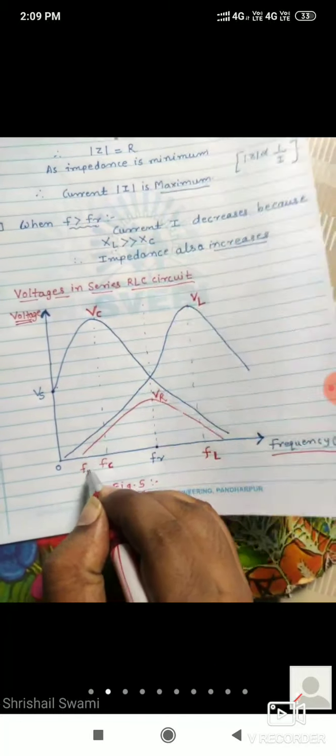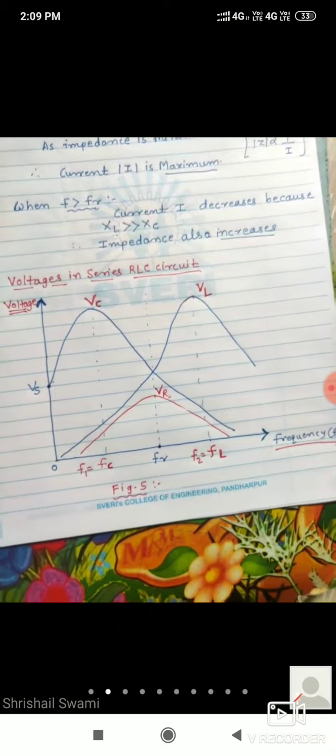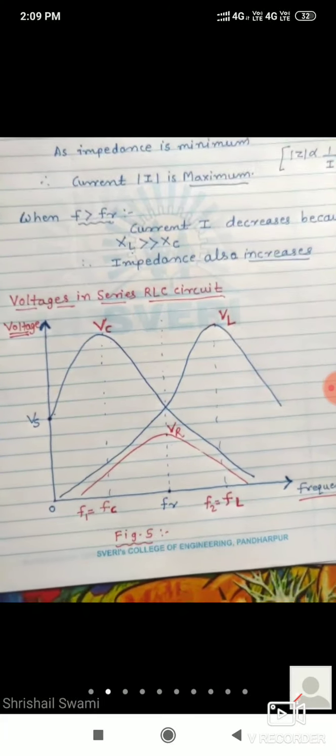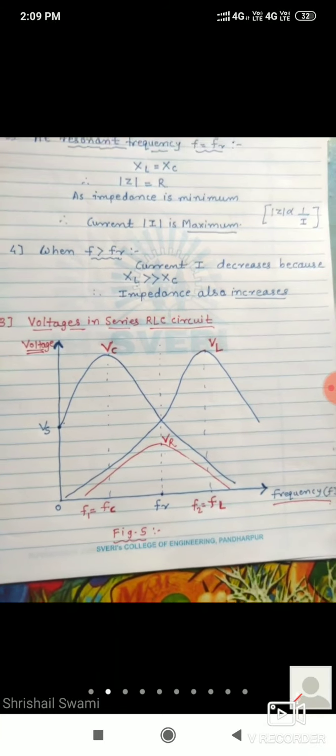At this point we will consider the frequency FL or FC, and this will be FL. Let us say F1 is equal to FC, and this point we will call F2 is equal to FL. Okay, so everyone should draw this graph, then I will explain what will happen in this circuit.